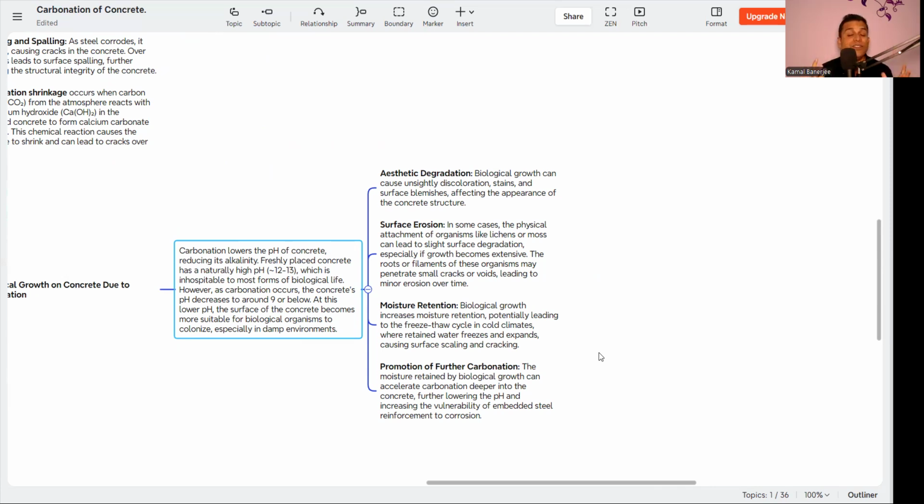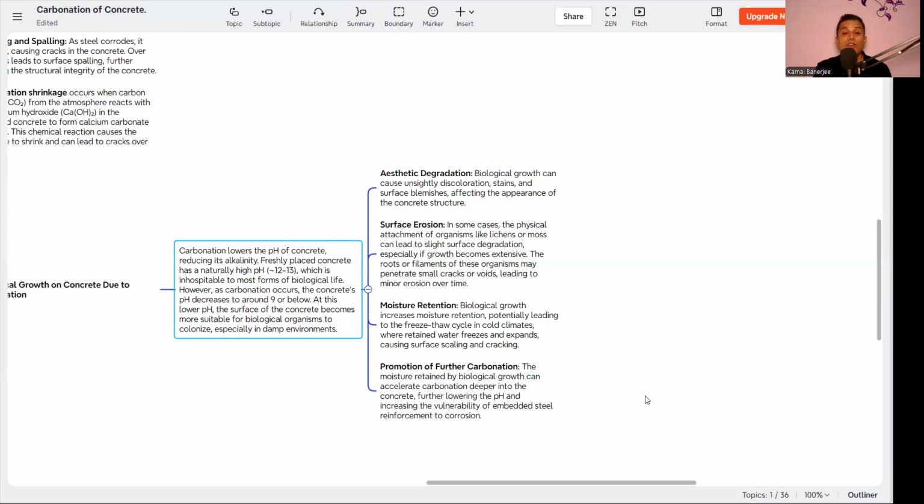Now, whenever biological growth or plants grow, they will trap more moisture. So biological growth increases moisture retention, potentially leading to freeze-thaw cycles in cold climates, where retained water freezes and expands, causing surface scaling and cracking. So if there is moisture, biological growth will retain the moisture, and this moisture will penetrate inside the concrete, or it can lead to the freeze cycle. In both ways, our concrete lifespan will deteriorate, and concrete durability will be a problem.